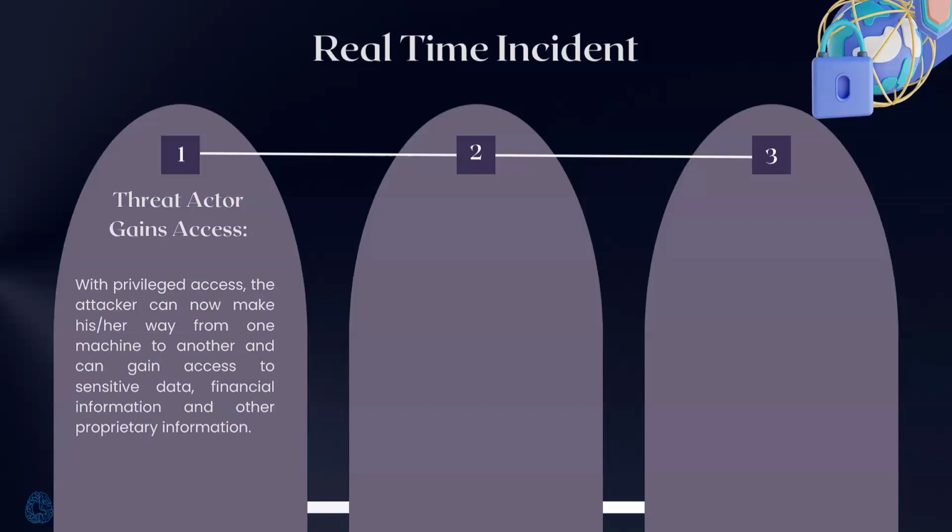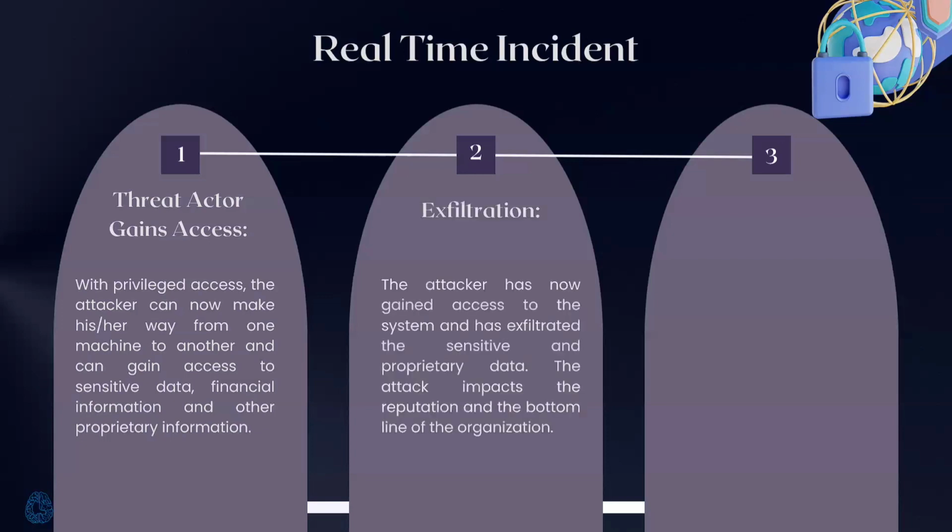For example, in broken access control, first they gain the access and complete a specific goal or target they are pursuing. They are doing this to achieve that specific goal and target by having the threat actor gain access. And then another one is exfiltration. Exfiltration is basically when the attacker has now gained access to the system and exfiltrates the sensitive and proprietary data. The attack impacts the reputation and bottom line of the organization.